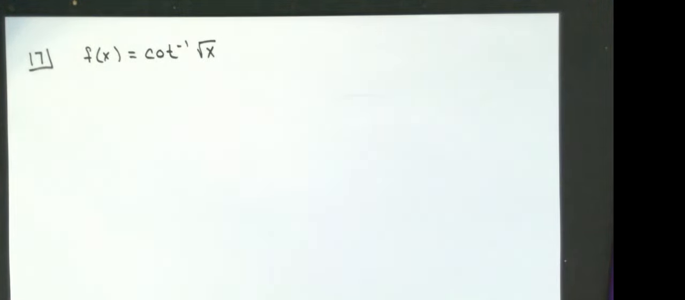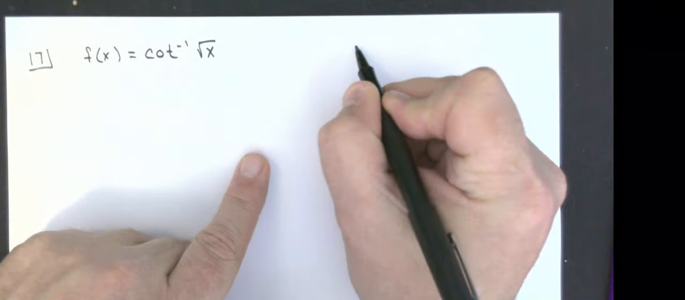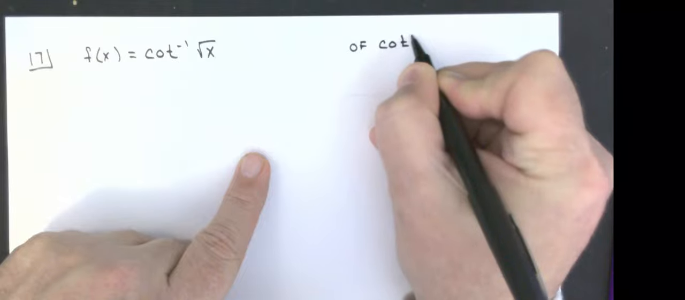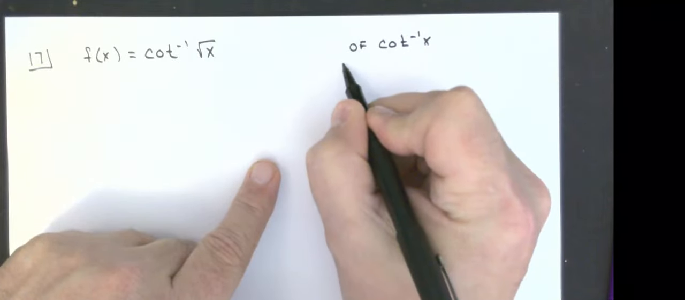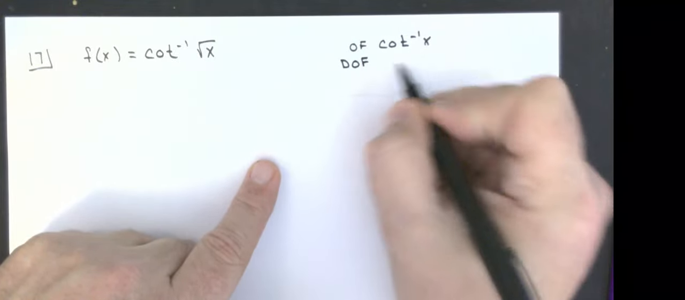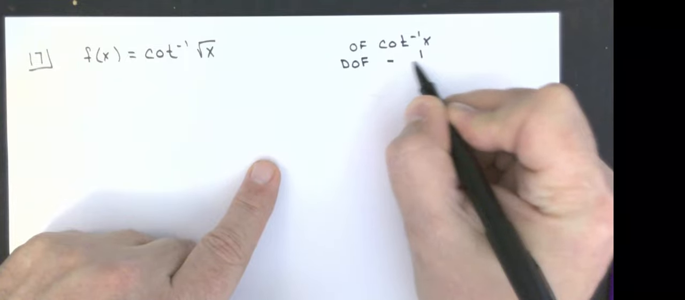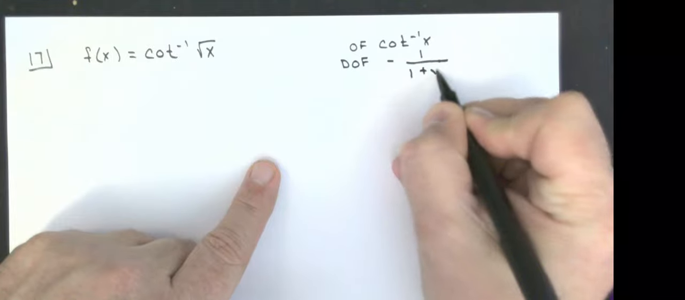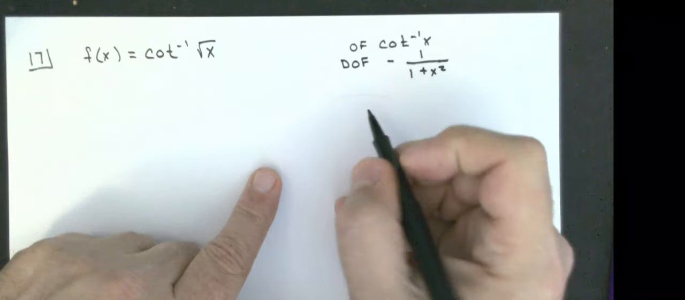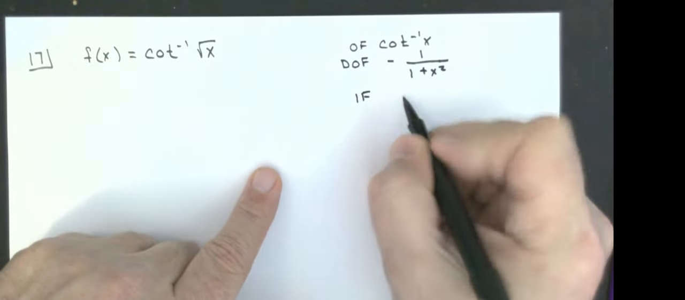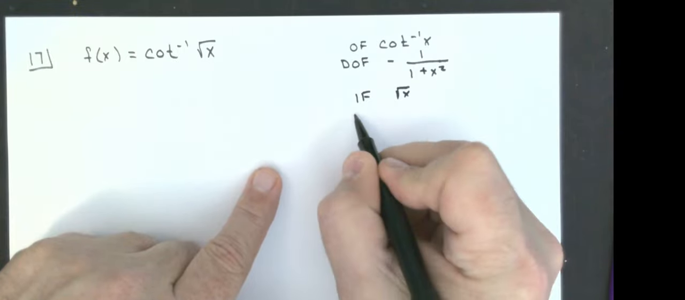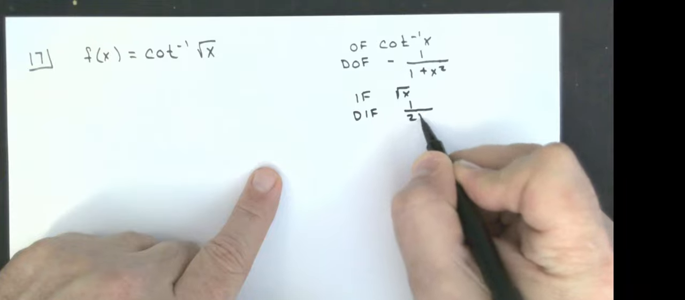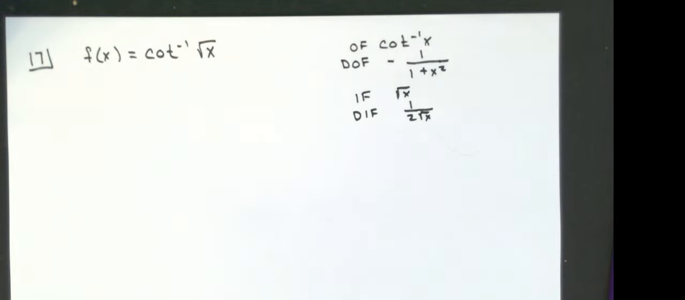So again, I have a chain rule problem. Outside function is inverse cotangent of x. My derivative of my outside function is negative 1 over 1 plus x squared. I have an inside function, which is the square root of x. And the derivative of the inside function is 1 over 2 square root of x. X is in the bottom.